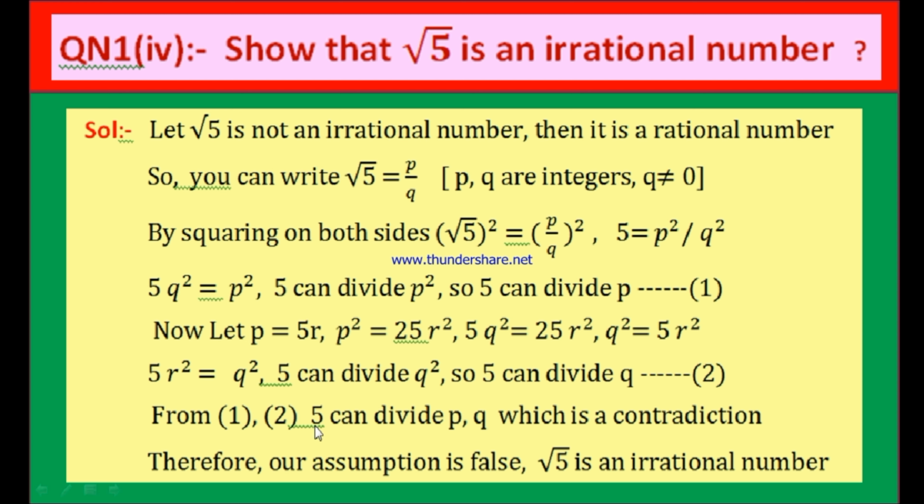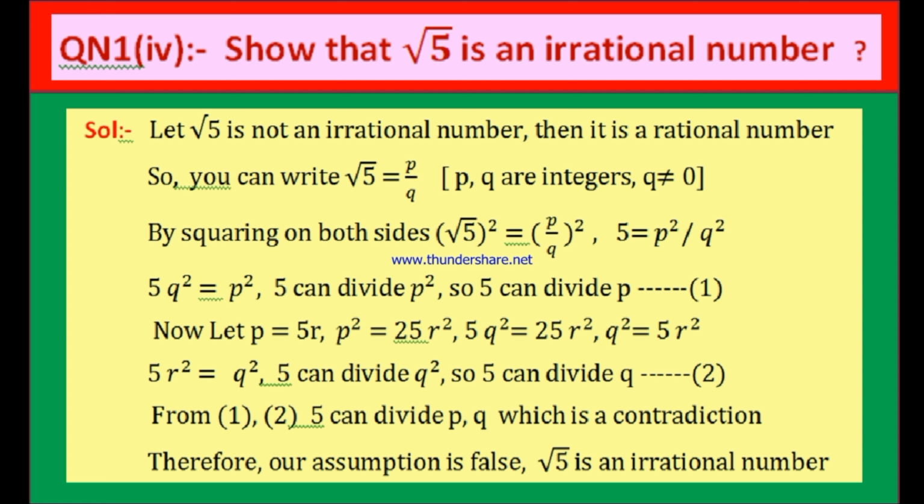Why? Because 5 can divide both numerator and denominator. Therefore, it is not in the simplest form. Since the fraction is not in the simplest form, our assumption is false. Therefore, it is a contradiction. Since it is a contradiction, root 5 is an irrational number. Is it understood? Is it clear, students?